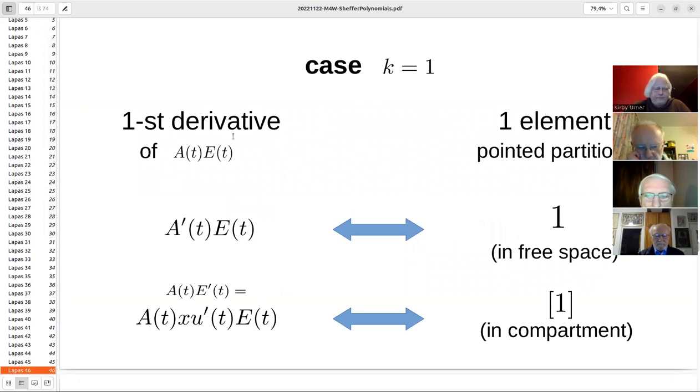It's saying when you take the first derivative, there's two ways. There's going to be two terms, because you take a prime of t, e of t, and you're going to take a of t, e prime of t. And they correspond to two possibilities with these pointed partitions: if it's a prime of t, e of t, it'll match to this one in free space. But if you do the e prime of t, you get an x, and then that'll mean that there's a compartment. So we do case k equals 1.